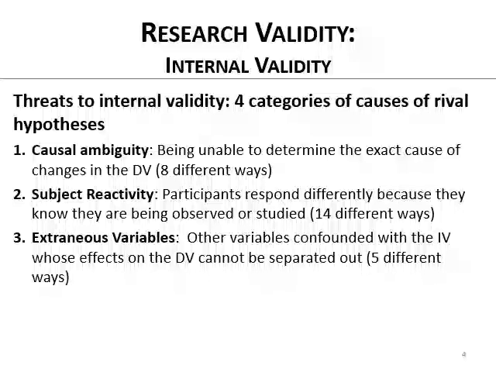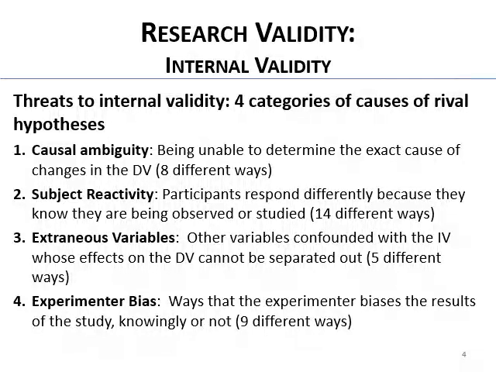Then there's extraneous variables. So these are all the other outside factors that are somehow confounded with the independent variable, and therefore whose effects can't be removed from the independent variable when you see changes in the dependent variable, and there's 5 of those. And finally, we're going to talk about experimenter bias. So these are ways that, knowingly or not, the researcher or experimenter can alter the findings of their study, and there's 9 different ways that that occurs.